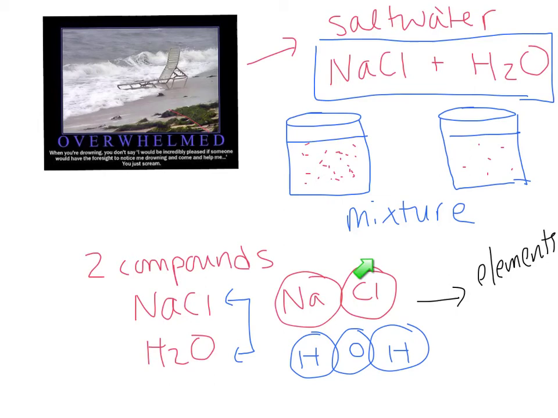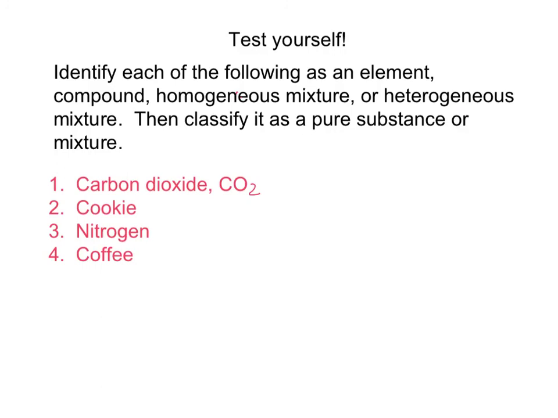All right, so again, I know it was a lot of information, so here's your test to see if you grasped the definitions that we went over. You're going to identify each of the following as an element, compound, homogeneous mixture, or heterogeneous mixture, and then once you do that, you're going to classify it as a pure substance or mixture. So what I want you to do is actually pause me and try these, and then you can play and you'll hear the answers with an explanation. All right? So here I go, I'm going to go over these.